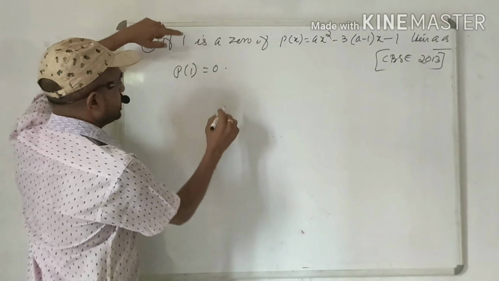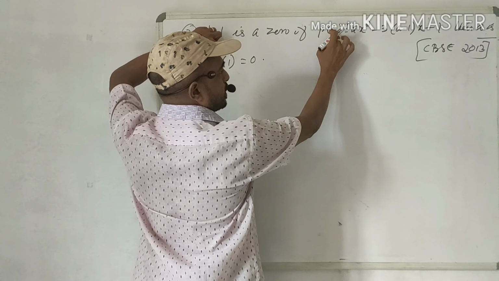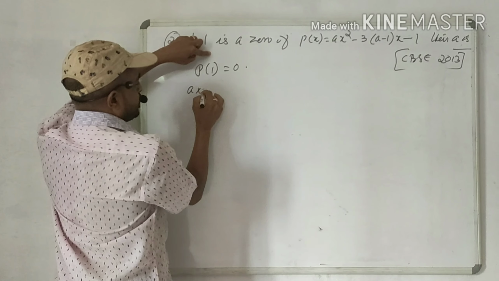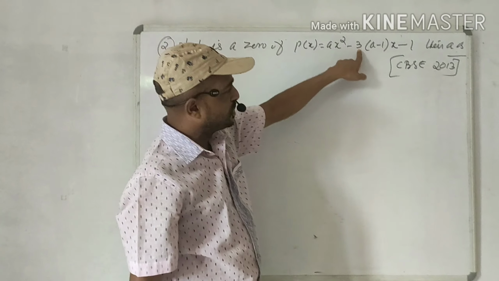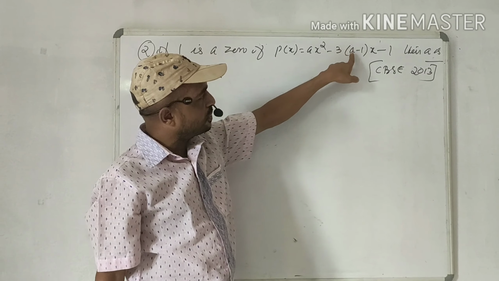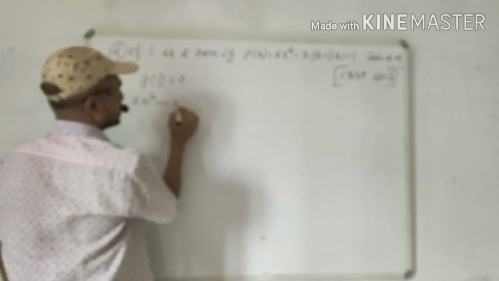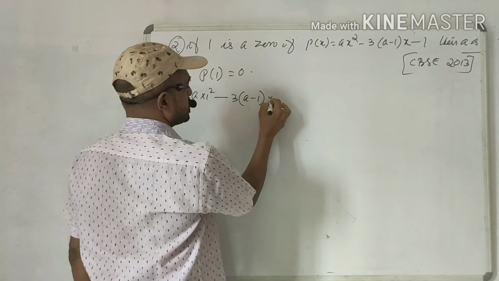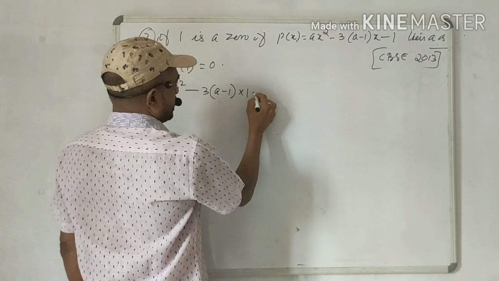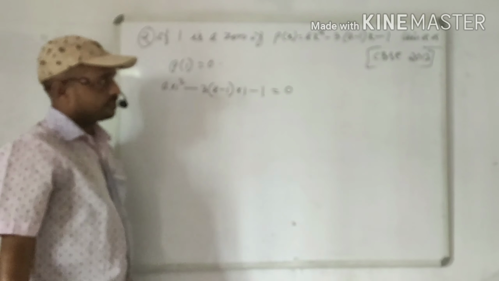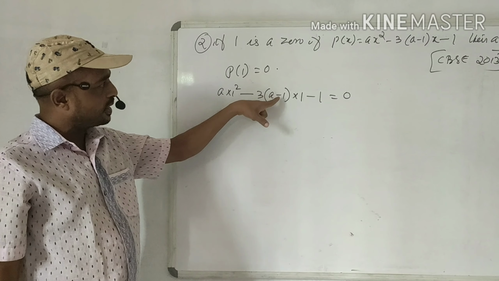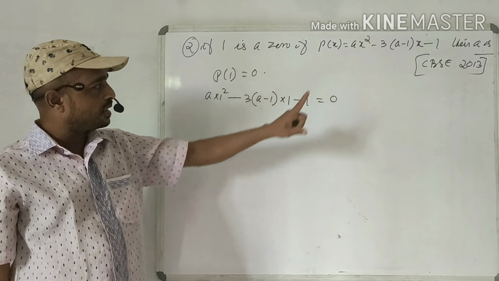So how will you write? P of 1 is obtained by substituting x equal to 1. That is a into 1 square, a into 1 square minus 3 into a minus 1. That should be written as it is. 3 into a minus 1 into 1. For x, we should write 1. Minus 1 equal to 0. Minus 1 is written as it is. P of 1 is equal to 0 means a into 1 square minus 3 into a minus 1 into 1 minus 1 is equal to 0.